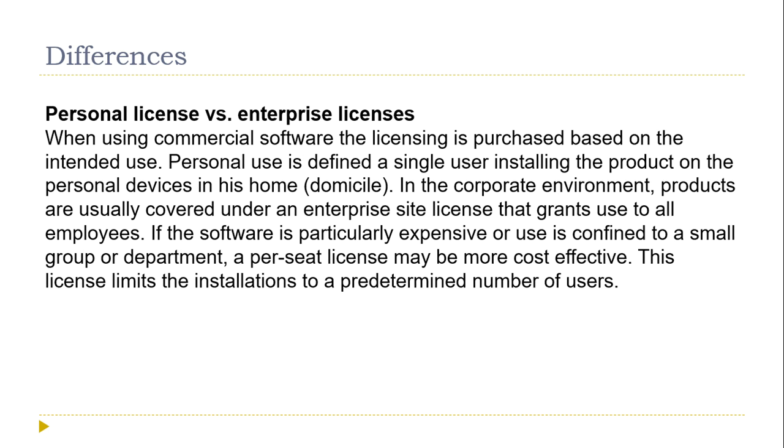Personal license versus enterprise license. When using commercial software, the licensing is purchased based on the intended use. Personal use is defined as singular use. A user installs the product on the personal devices in his home. In the corporate environment, products are usually covered under an enterprise-wide license that grants use to all employees. If the software is particularly expensive or use is confined to a small group or department, a per-seat license may be more cost-effective. This license limits the installation to a predetermined number of users.